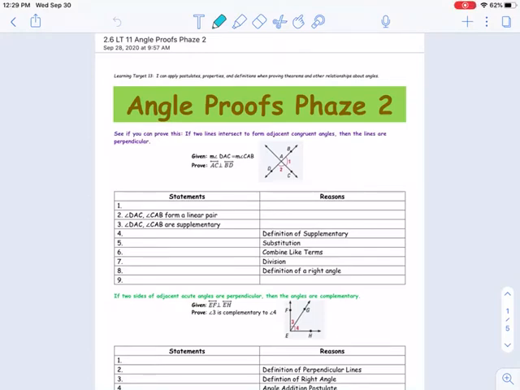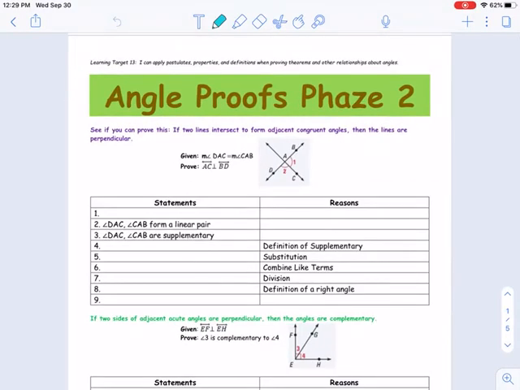Okay, students, we are here with angle proofs phase 2. Not phase 1, not phase 3, but phase 2. So it's really just another day of angle proofs, practicing our skills, seeing some new kinds of things, and just getting better overall. Alright, so let's just dive in.